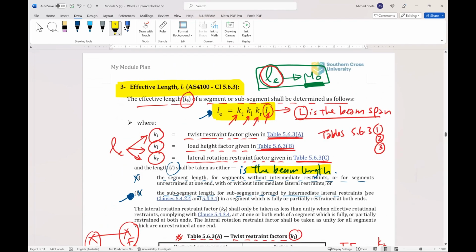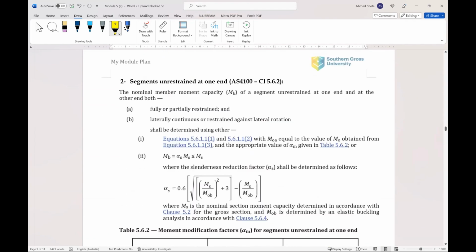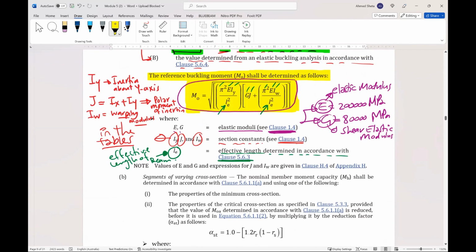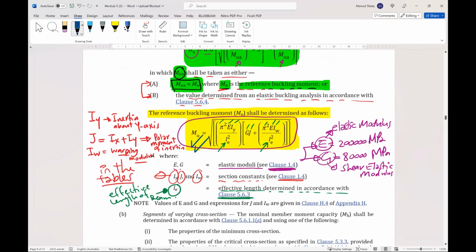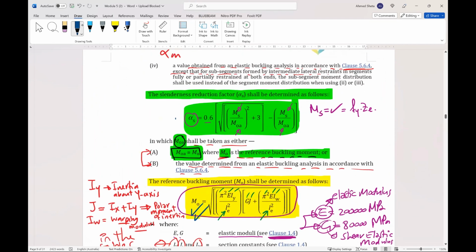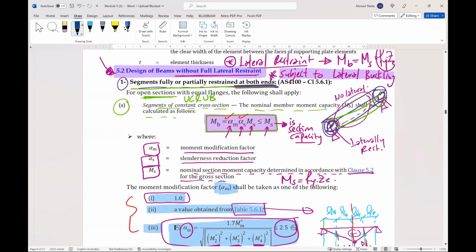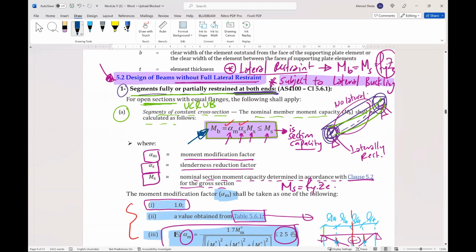Okay. So after we get L effective, if we go back to our calculations, now we know L effective, so we can get M naught. After M naught, we can get alpha S. After alpha S, we can get M buckling. So finally, we can get the member capacity, MB. So MB is again alpha M, alpha S, MS. And all this procedure just to find MB.